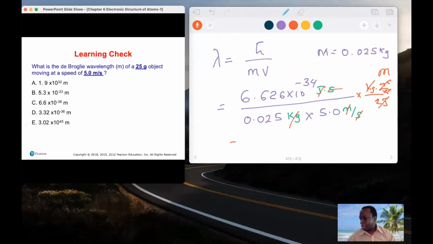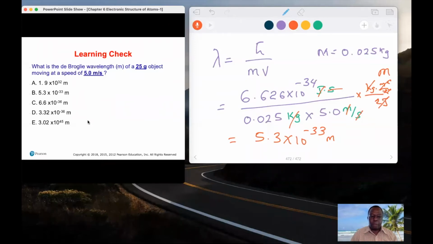I get 5.3 times 10 raised to negative 33 meters. So that is the de Broglie wavelength for this object moving at that speed, 5.33 times 10 raised to negative 33. Be careful with the multiple choices.